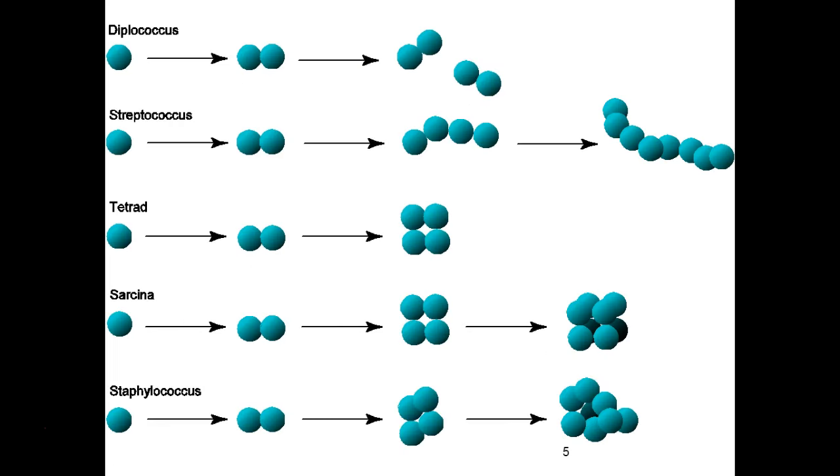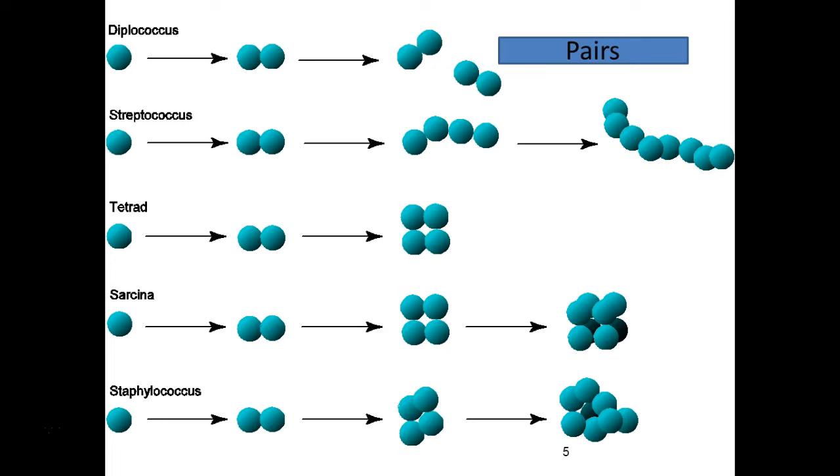So this lovely diagram I borrowed from the internet does an awesome job of showing all these arrangements that cocci can form. Cocci are the ones that have the most arrangements, where they stay next to each other in these characteristic groupings after they divide. So some of them, when they divide, will stay together in pairs. We refer to that as diplococcus. Coccus for the individual shape of the cell. Diplo refers to 2.